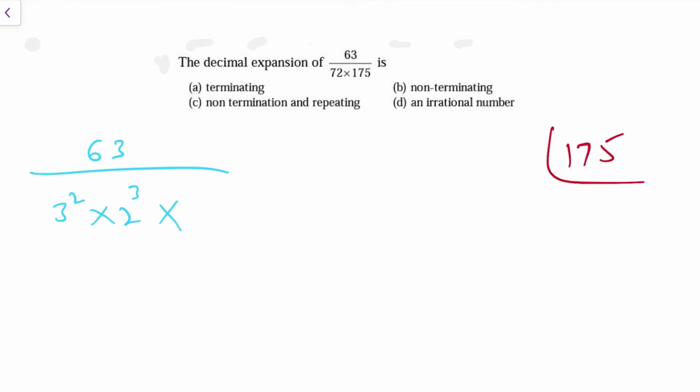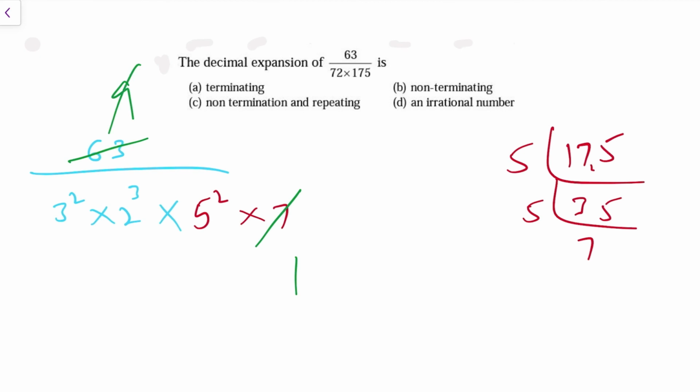For 175 also, if you do prime factorization, 175 last digit is 5, so it will come in the 5 table. 5 threes are 15, 5 fives are 25, 5 sevens are 35. So it means 5 square into 7 power 1, or simply 7. Now if we check for any cancellation, 7 ones are 7, 9 is here, 3 square is 9, both will get cancelled. Now if you observe the denominator, here 2 power 3 is there, here 5 power 2 is there, only 2 and 5 are there in the denominator, so I can confirm that it is a terminating decimal. So option A is correct. As I already said, we need not worry about the power, only the base is important for us. So here the base is 2 and here the base is 5, so definitely it is terminating.